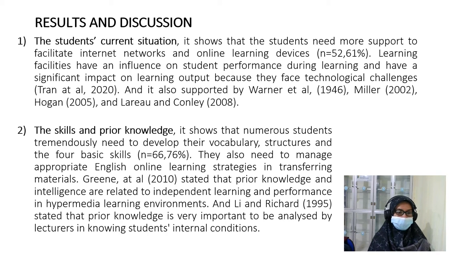The second, the skills and prior knowledge. It shows that numerous students tremendously need to develop their vocabulary, structures, and basic skills. We see that 66 students or 76% of students need to manage appropriate English online learning strategies in transferring materials, as Green et al. state that prior knowledge and intelligence are related to independent learning and performance in hypermedia learning environments. And Lee and Richards state that prior knowledge is very important to be analyzed by lecturers in knowing students' internal conditions.